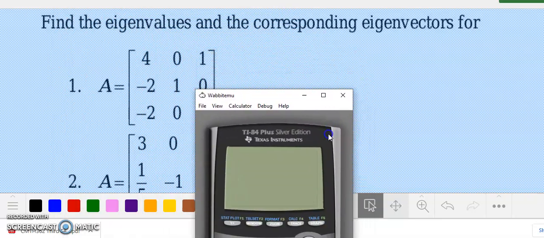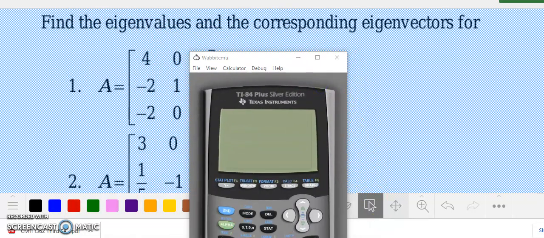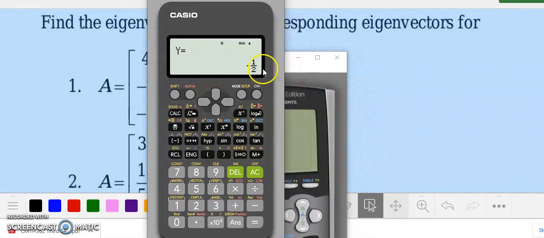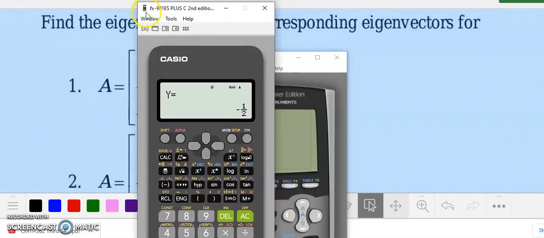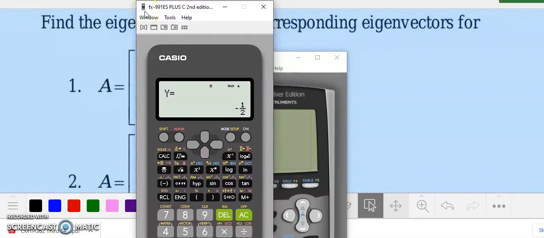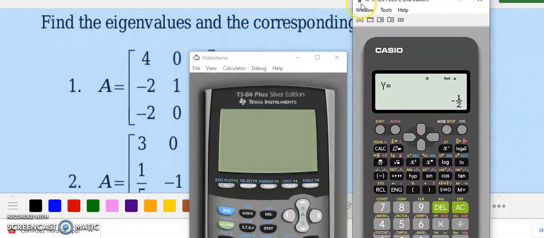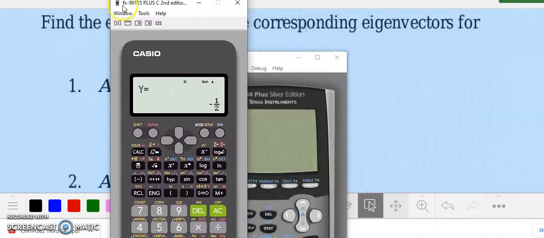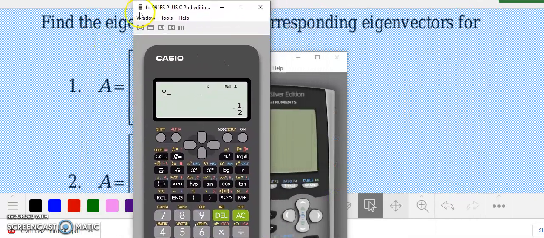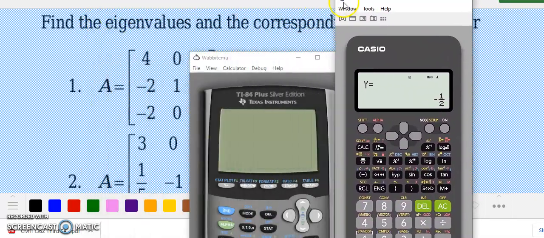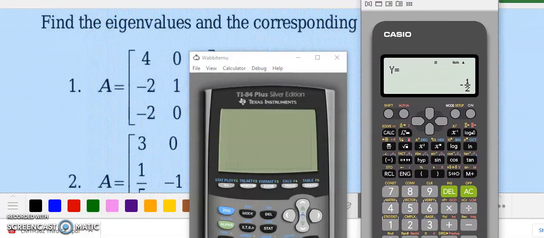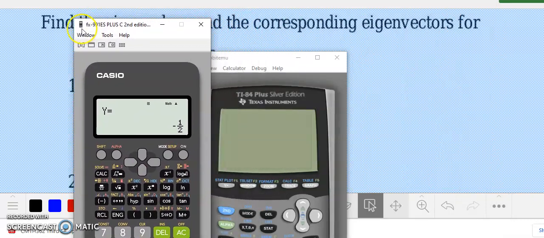And you can also use the Casio. We have the Casio 991 ES Plus second edition. You can use this calculator to compute your eigenvalues and the corresponding eigenvectors. But how do you do that?